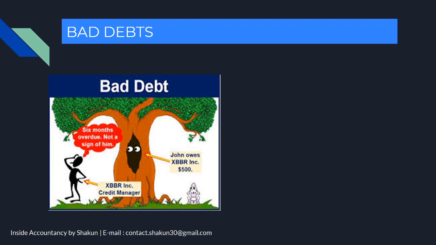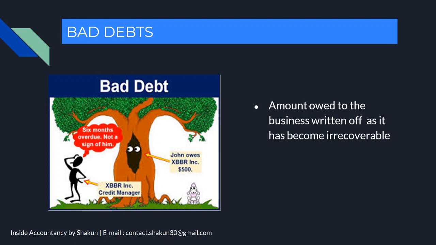Moving on to the next term, we have bad debts. Bad debt is the amount which is owed to the business that is written off because it has become irrecoverable. Now it is a loss for the business and it is thus debited to the profit and loss account. If you can see from the picture, John owes XBBR Inc. $500. And XBBR Inc.'s credit manager is thinking that it is 6 months overdue with not a sign of John. So whenever a person has to pay some amount of money to the business and that money is irrecoverable from that person, then we call it bad debts.